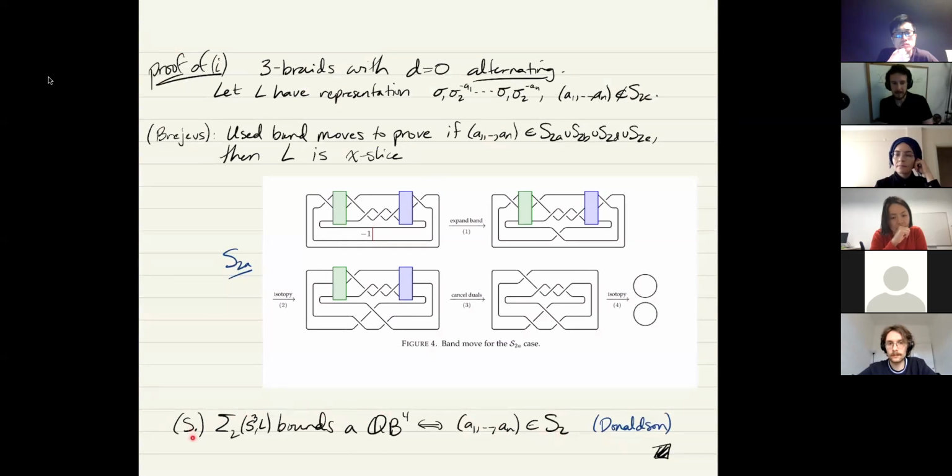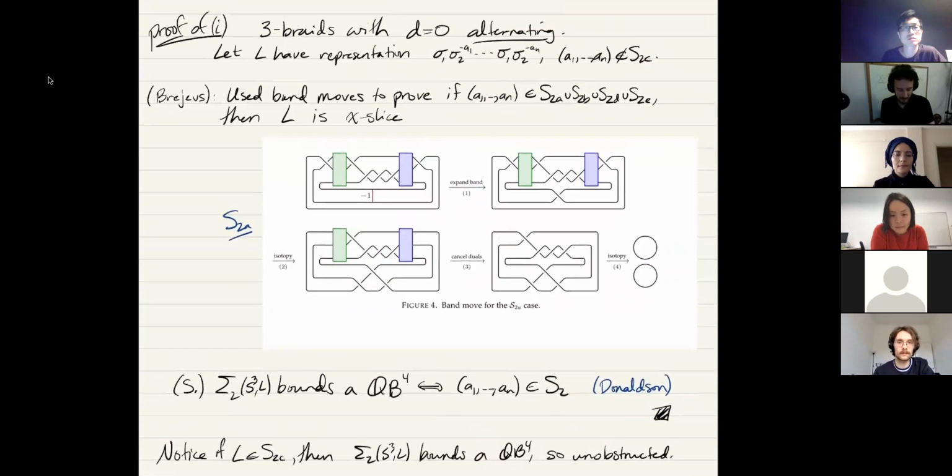So now what this says, so this proves part 1 now. So we've shown it. If you're not in S2C and you're in here, you're chi-slice. If you're not in here, you're not chi-slice. But there's a little bit more information that this gives. It tells me that if I am in S2C, the double branch cover still bounds a rational ball. So all the links in here are unobstructed from being chi-slice just by looking at Donaldson and lattice embeddings.